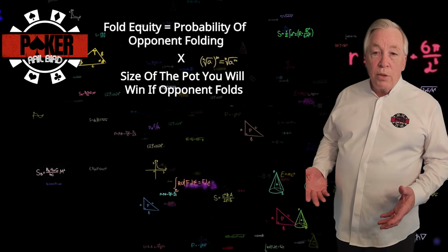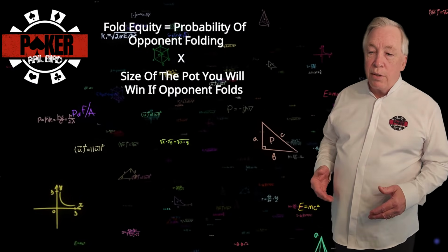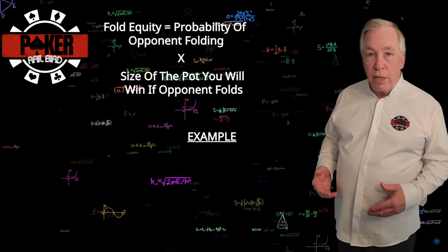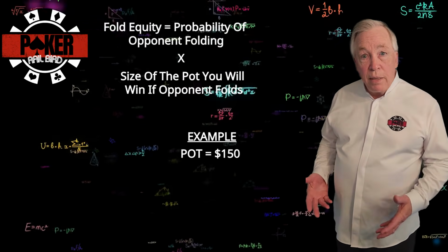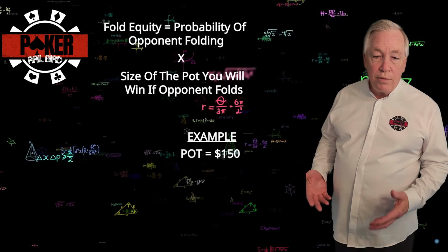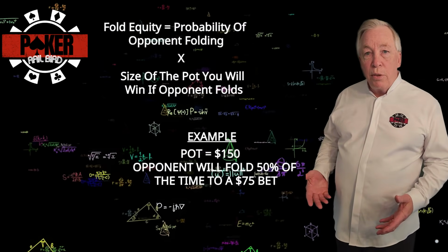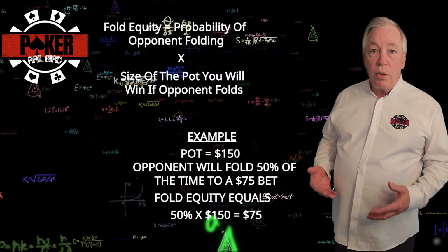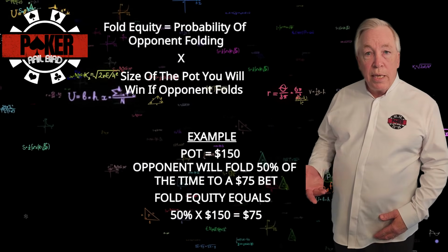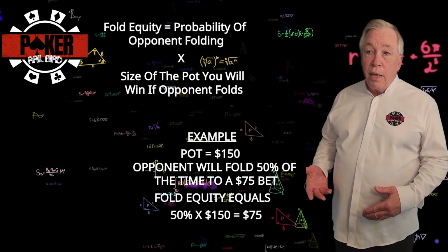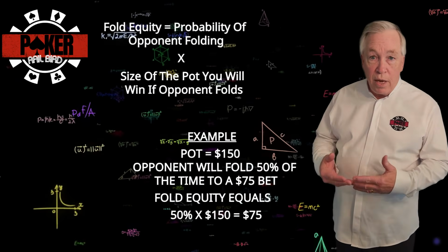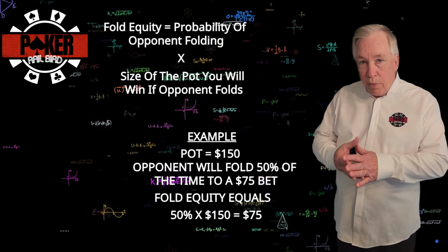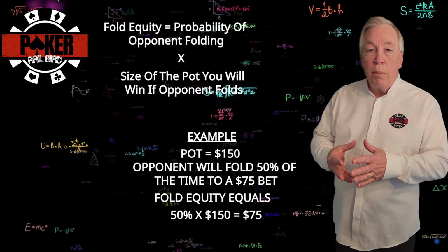Let's walk through a practical example. You're in a hand where the pot is $150 and you estimate that your opponent will fold about 50% of the time to a $75 bet. Your fold equity would be 50%, the amount of time you think your opponent will fold, times $150, the pot, which equals $75. This means that even before considering your hand's strength, you're effectively winning $75 just by making the bet. Understanding this helps you make more informed betting decisions, especially when bluffing.